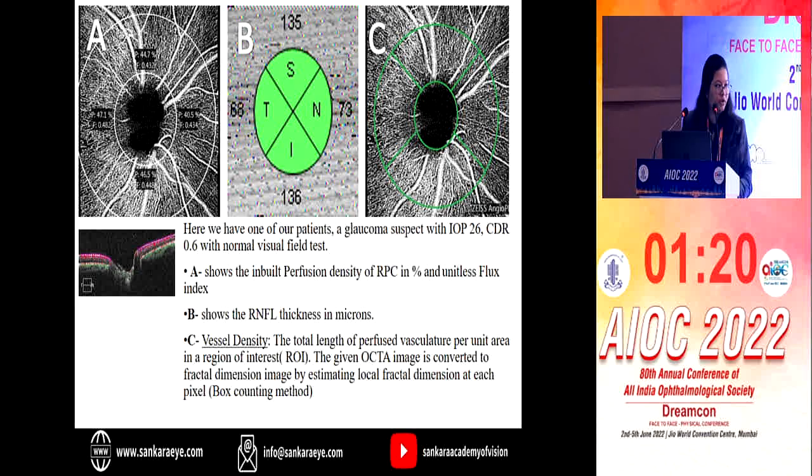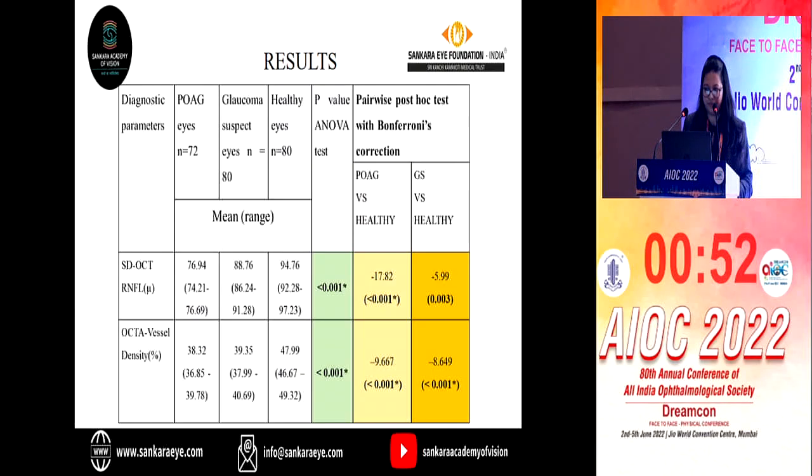This is one of our glaucoma suspect patients with IOP 26, CDR 0.6, with a normal visual field test. The first one is showing the perfusion density in percentage and flux index. The B diagram is showing RNFL thickness in microns in the 4 quadrants. And this is the pictorial representation of the vessel density, which was converted to a fractal dimension image by the box counting method using MATLAB software.